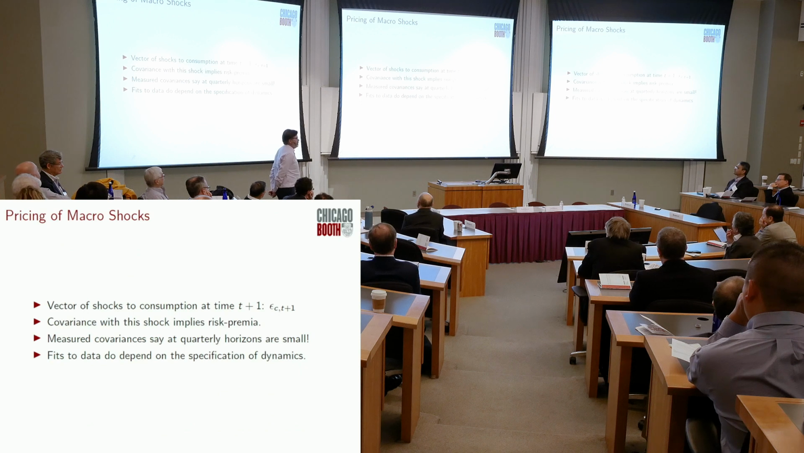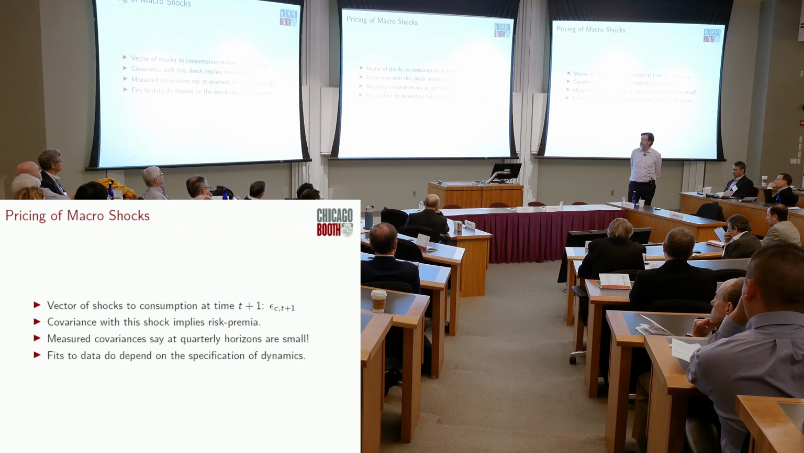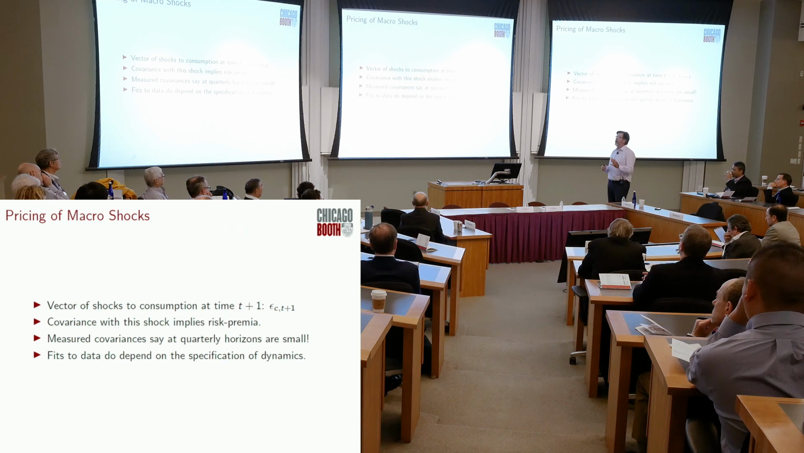Okay, all right, and so if you think about generally, what we're trying to do is price shocks to consumption, and those shocks could be driven by monetary policy. They could be driven by all sorts of things. So we want to think about a vector of shocks hitting the economy. And so we want to think about this covariance between returns and the shocks to, in this kind of model, instantaneous consumption.